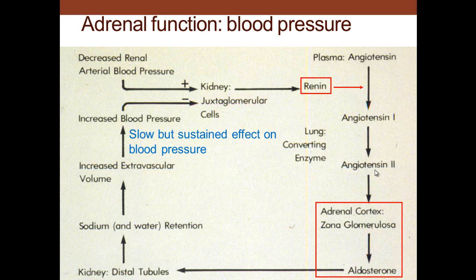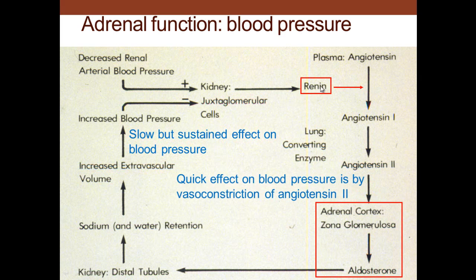So renin goes through the effect of the adrenal, through aldosterone production and reabsorption, and then increased blood volume and increased blood pressure. Also, renin causes angiotensin 2 to be produced, and that's a quick effect on blood pressure because of the vasoconstriction of angiotensin 2. So along the pathway, you have angiotensin 2, which stimulates aldosterone production, but it also causes a constriction of the blood vessels, and that will elevate the blood pressure as well.